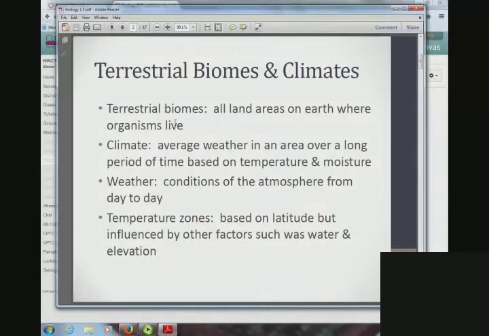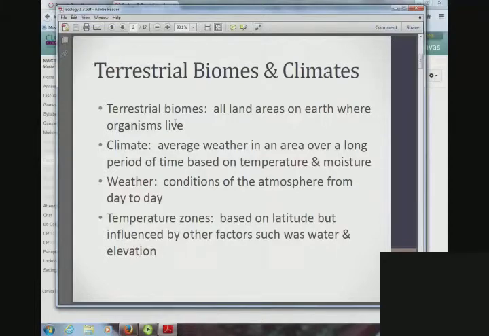One of the things that's going to influence the biome is the climate. And the climate is the average weather in an area over a long period of time based on the temperature and moisture. Weather, on the other hand, are the conditions in the atmosphere from day to day. So the weather is something you see changing on a daily basis. The climate will be more consistent over a long period of time.